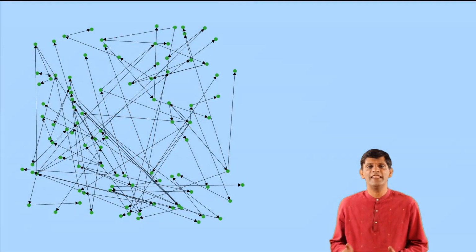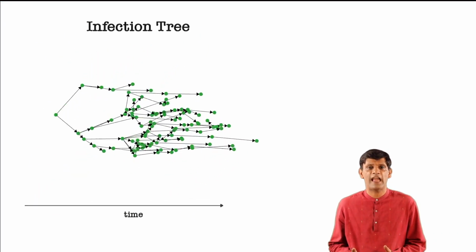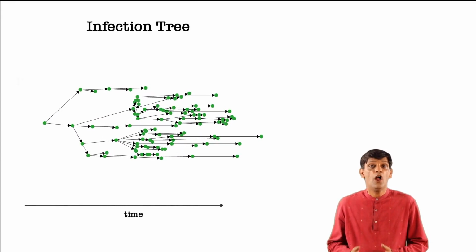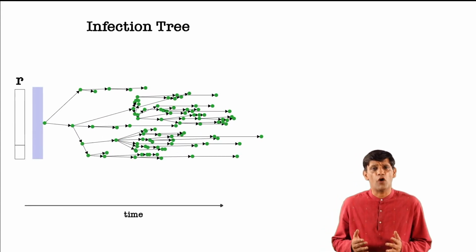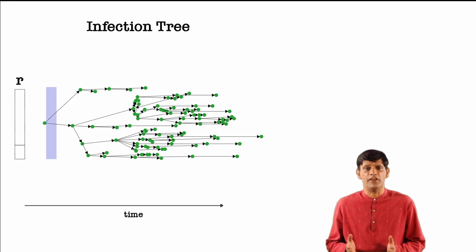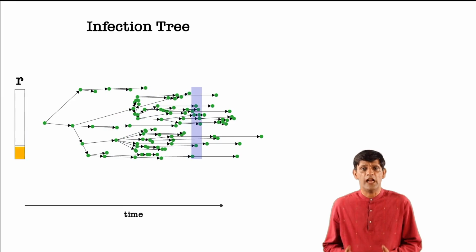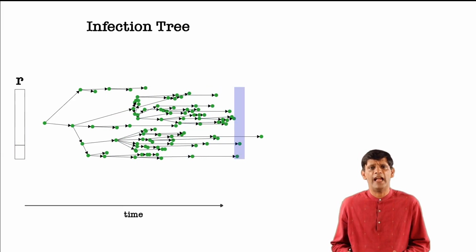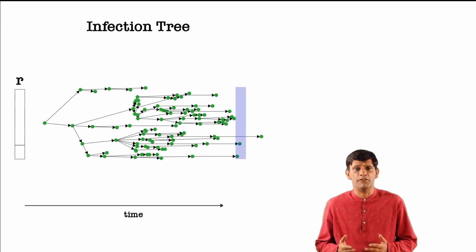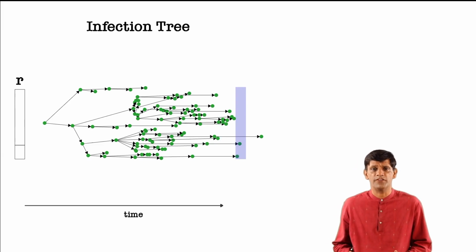Let us look at the infection tree for this animation also. When we look at the tree, it becomes obvious when the large gathering happened and what happened after that. The R value shoots up and huge number of people get infected in a short amount of time.